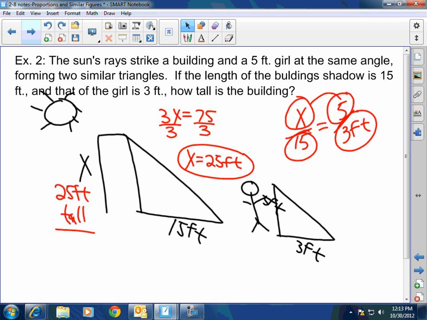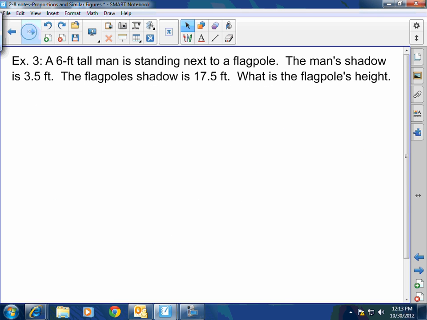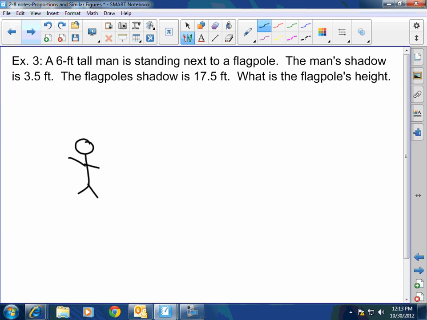We're going to do another one now. A 6-foot tall man is standing next to a flagpole. So there's another dude, and he's 6 feet tall, and he's standing next to a flagpole. Okay, here's the flagpole. The man's shadow is 3.5 feet.